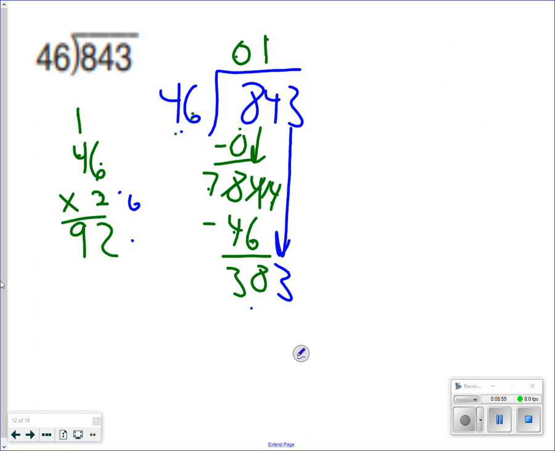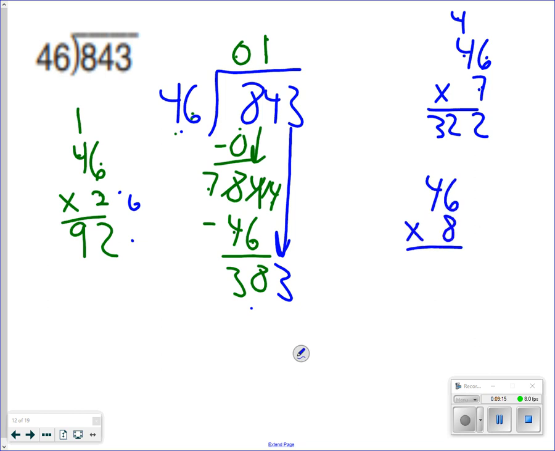46 times 7. 6 times 7 is 42. 4 times 7 is 28, plus 4 is 32. We can get closer. 46 times 8. Let's see where we're at. 6 times 8 is 48. 4 times 8 is 32, plus 4 is 36. I think that's as close as we're going to get. So we're going to put the 8 here. 46 times 8 is 368.